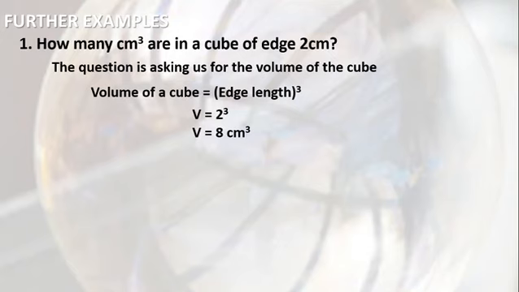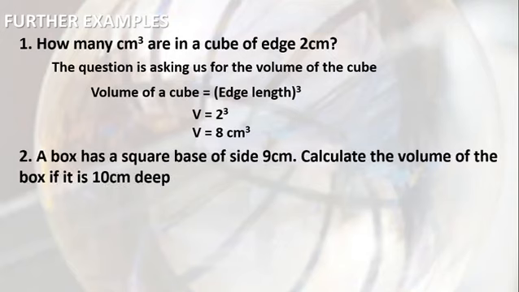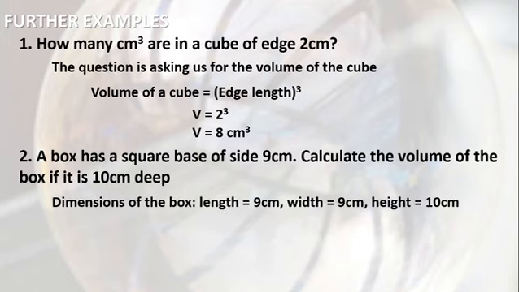Number 2 question says that a box has a square base of side 9 centimeters. Calculate the volume of the box if it is 10 centimeters deep. Okay, we want to calculate the volume of a cuboid that has a length and breadth of 9 centimeters but a height of 10 centimeters. Basically, that's what we have been told. So the volume of the box would be length times breadth times height. That's the formula for the volume.